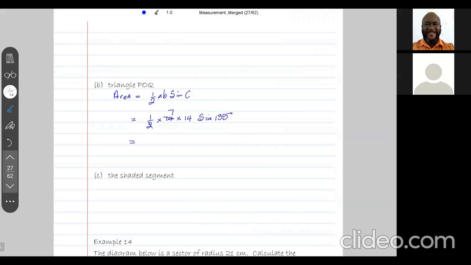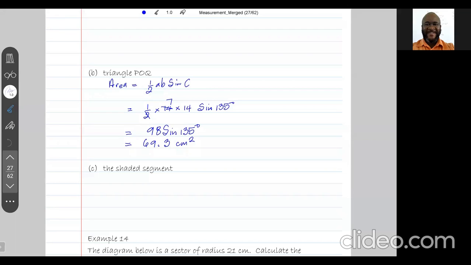98 times the sine of 135 degrees. So the area of the triangle is 69.3, and this is centimeters square. Then we have to find the area of the shaded segment.